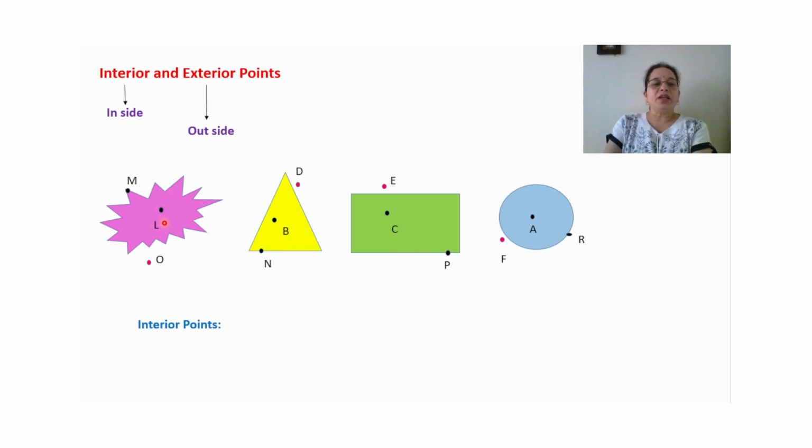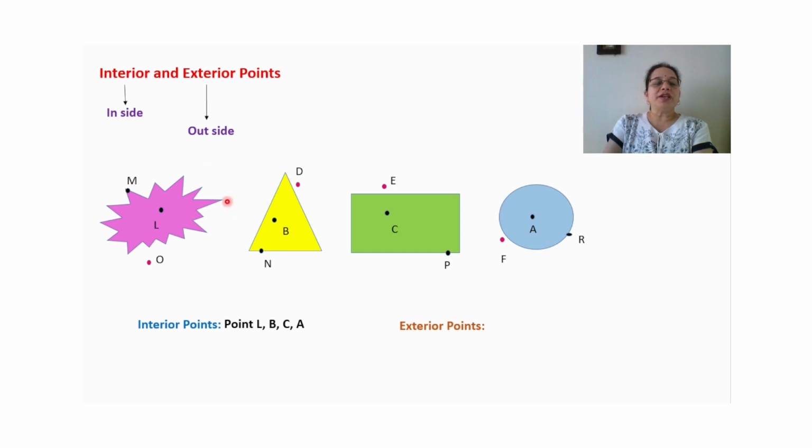So point L is an interior point. For the triangle, this point B is inside the triangle, so this is an interior point. For a rectangle, point C is inside the rectangle. This is an interior point. For a circle, point A is inside the circle, so this is an interior point. So points L, B, C, A are called interior points.